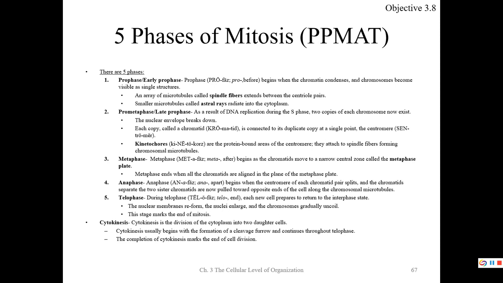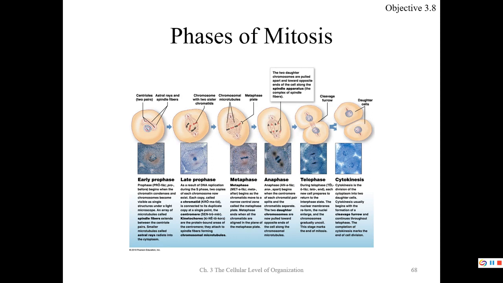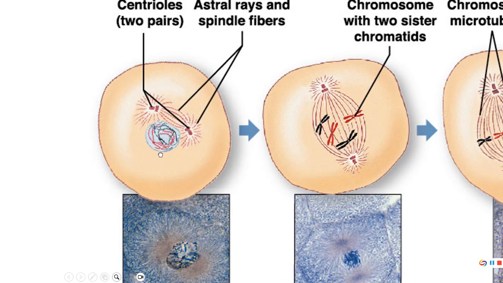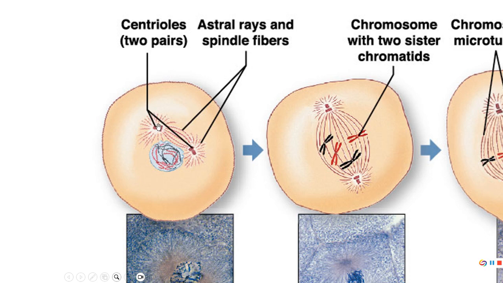Then the cells separate, and that's cytokinesis. This begins with what we call a cleavage furrow, which starts to form in telophase and is completed in cytokinesis. That's the end of cell division totally. So what we will see here, guys, is that first we take our pairs of centrioles, our centrosomes, and they start producing astral rays. The nuclear envelope is here, but then we will start to see chromosomes form.